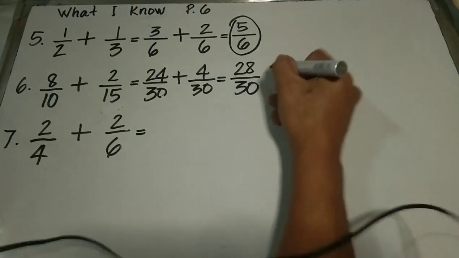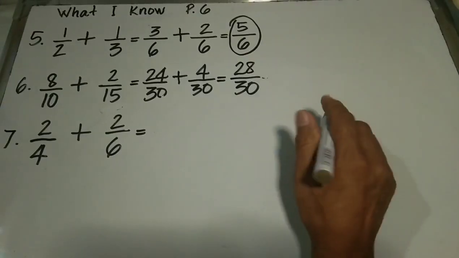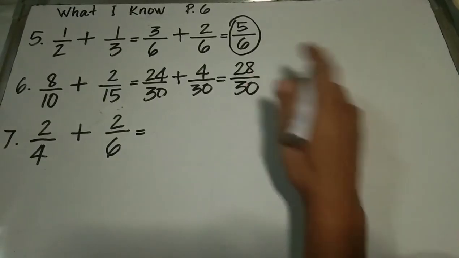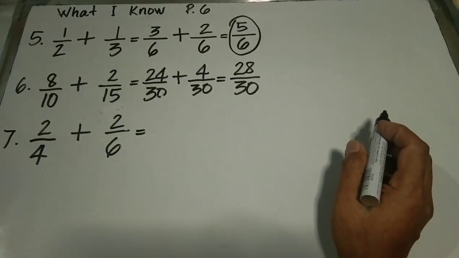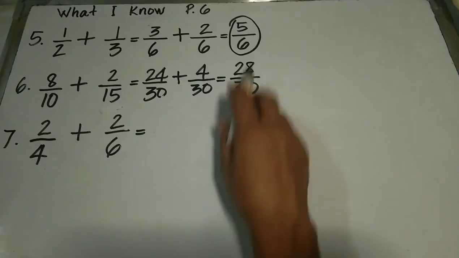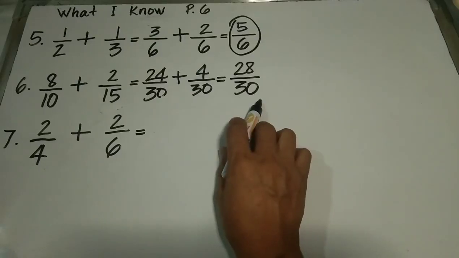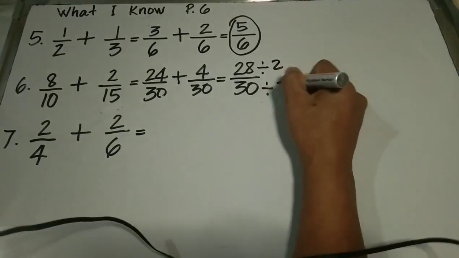So reduce the fraction. Find a number that can divide 30 and 28 exactly. So what will be the common divisor? You have to find the factors of the two numbers. Factors of 28 are 2 times 14, 28 times 1, and 7 times 4. 30's factors are 5 times 6 and 15 times 2. So the only common factor for them is 2. So we will use 2 as their common divisor.